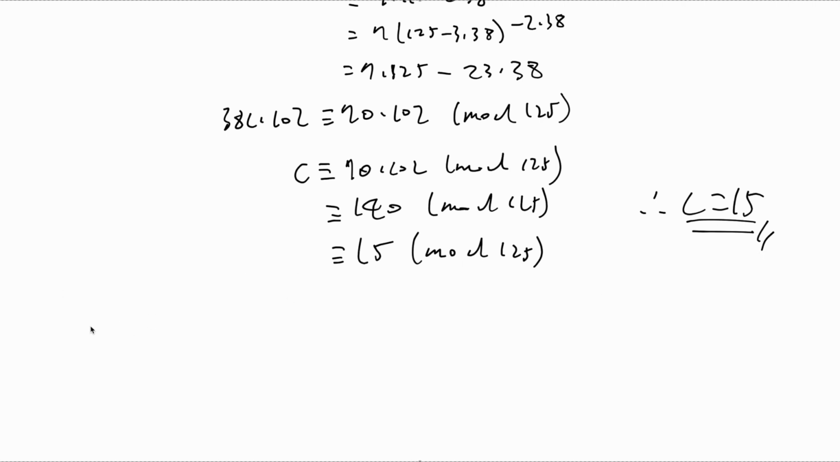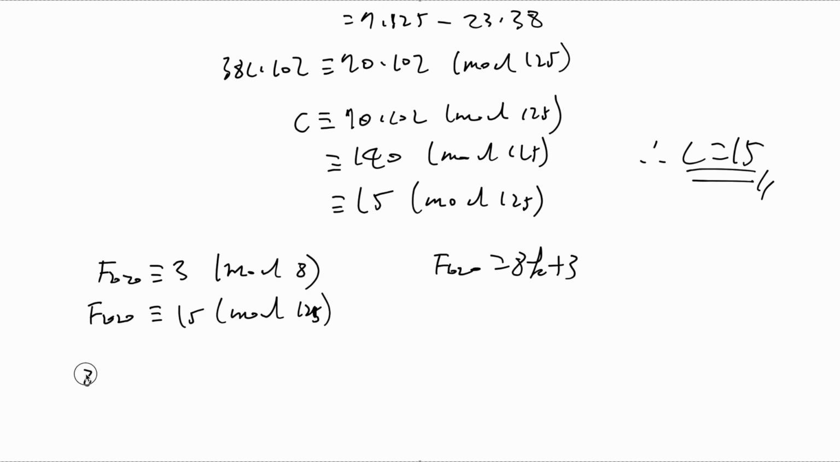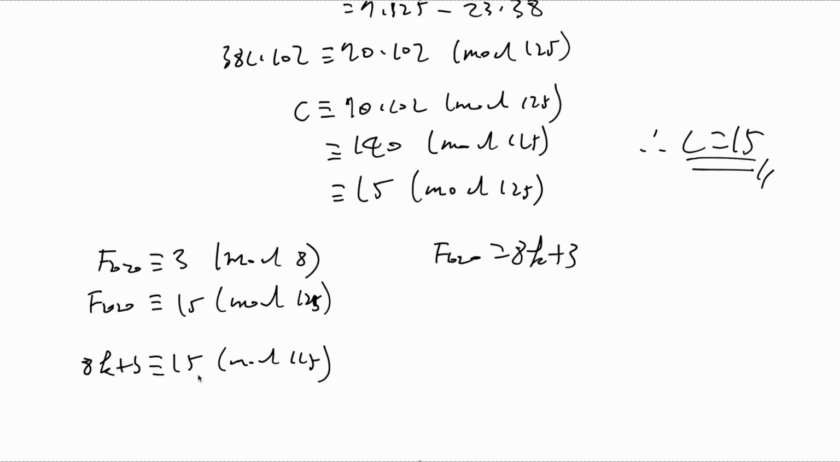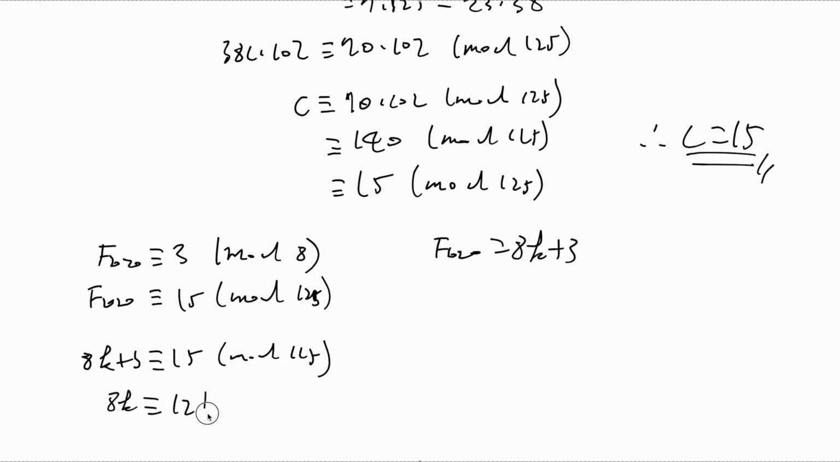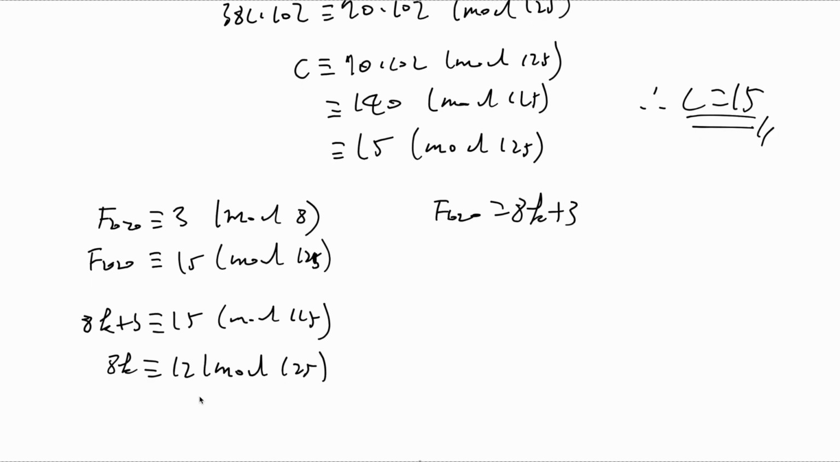So F of 2020 is congruent to B, 3 mod 8, and congruent to 15 mod 125. So now it's quite straightforward. Let's say that 2020 is equal to 8k plus 3. Substituting again, we know that 8k plus 3 is congruent to 15 mod 125.